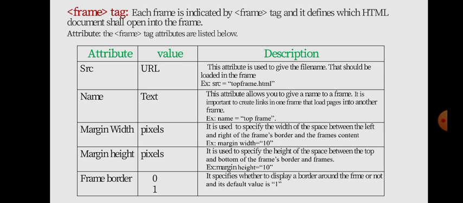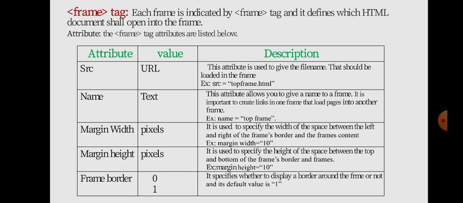It gives the value of URLs, meaning this attribute is used to give the file name that should be loaded in that frame. For example, src is equal to topframe.html or src is equal to a1.html, etc. Next attribute is the name attribute. We give the value of name in text. This attribute allows you to give a name to a frame, and it is important for creating links in one frame that load into another frame. For example, name is equal to topframe.